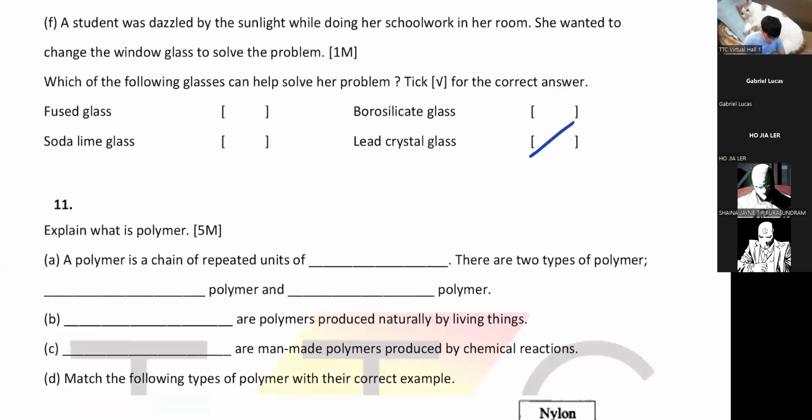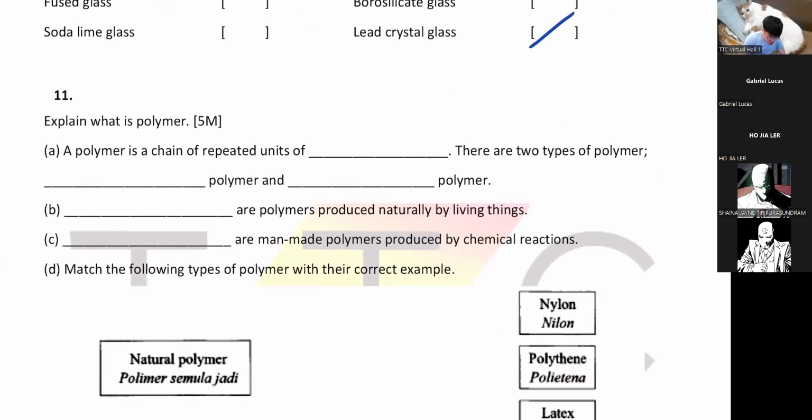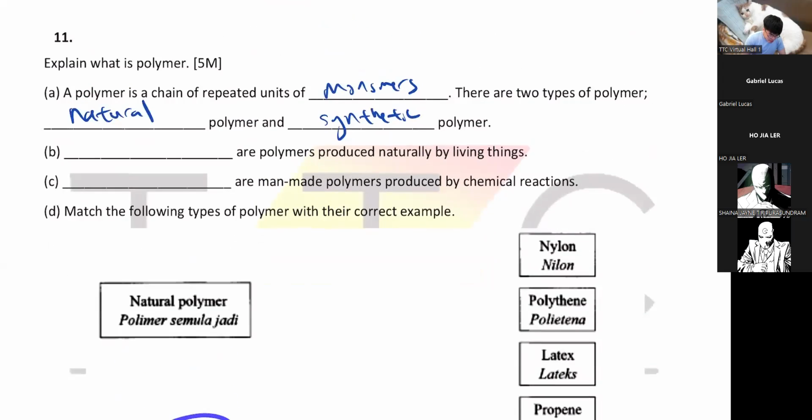Right, next, number 11, let's finish the polymer one. A polymer chain is a chain made of repeated units of monomer. You put many monomers, you get a polymer chain. There are two types of polymer: natural polymer and synthetic polymer. Natural is made by natural things, of course, and synthetic is man-made.